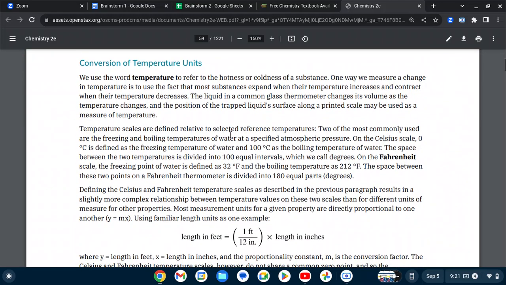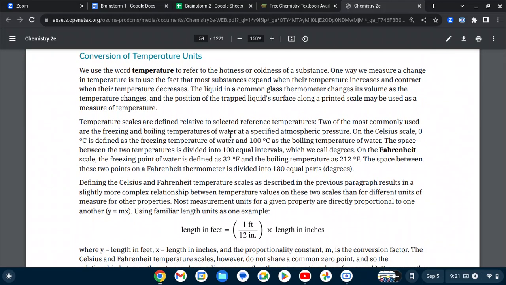Conversion of temperature units. We use the word temperature to refer to the hotness or coldness of a substance. One way we measure a change in temperature is to use the fact that most substances expand when their temperature increases and contract when their temperature decreases. The liquid in a common glass thermometer changes its volume as the temperature changes, and the position of the trapped liquid surface along a printed scale may be used as a measurement of temperature.